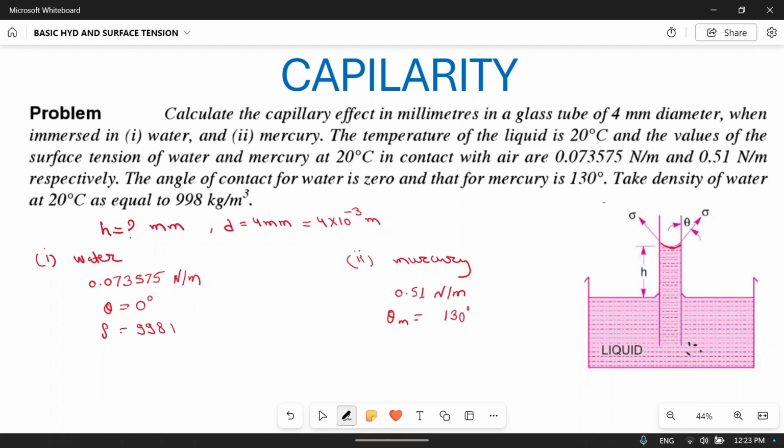Take the density of water at 20 degrees Celsius as rho is 998 kg per meter cube. Okay, so this is the density of water. So what will be the density of mercury? As we know, for mercury the specific gravity is 13.6. So the density of mercury will be 13.6 into the density of water, which at normal temperature and pressure is 1000 kg per meter cube.